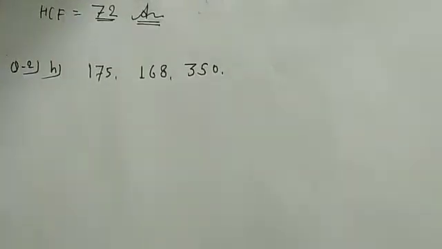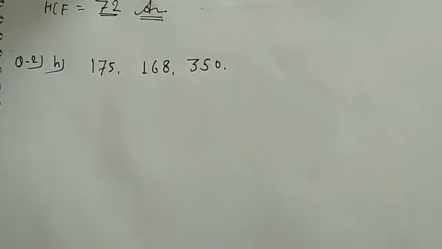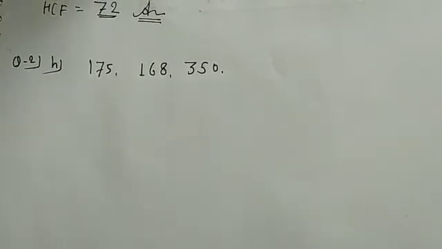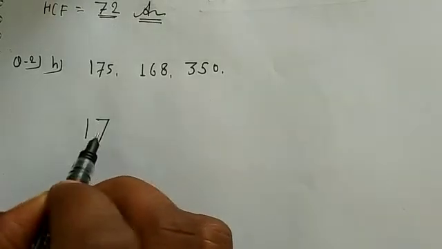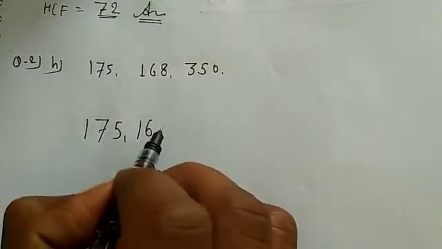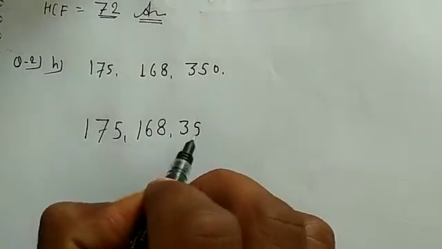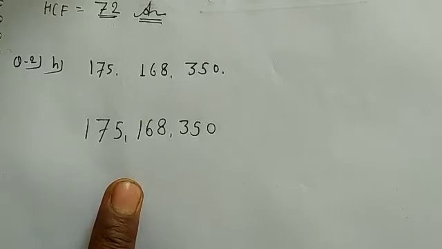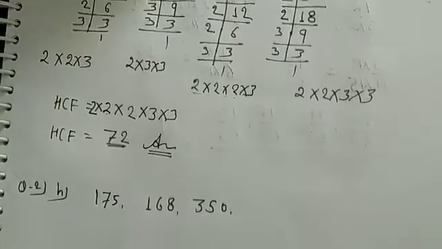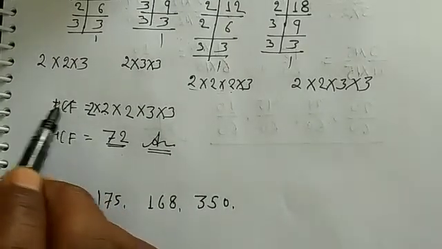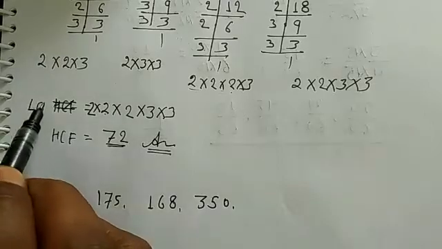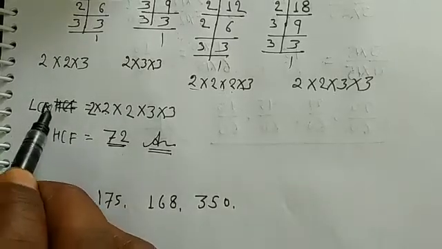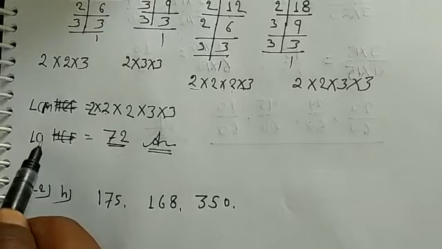Now question number 2, part H, 175, 168 and 350. In this question we have to follow the common division method. So commonly we will divide these numbers 175, 168 and 350. We have to find the LCM, sorry, that is LCM, not HCF.